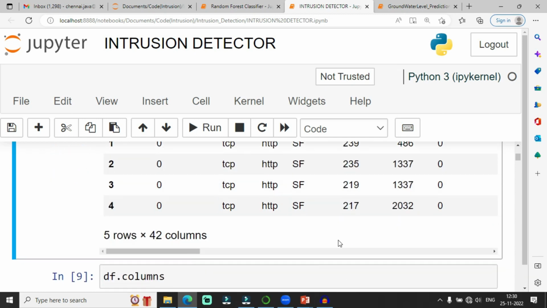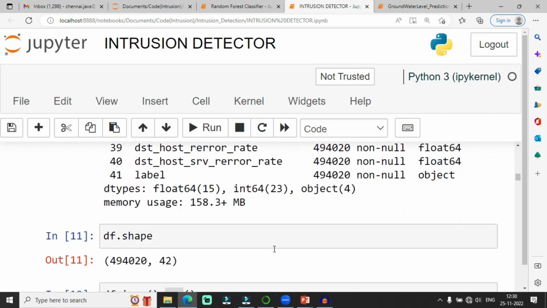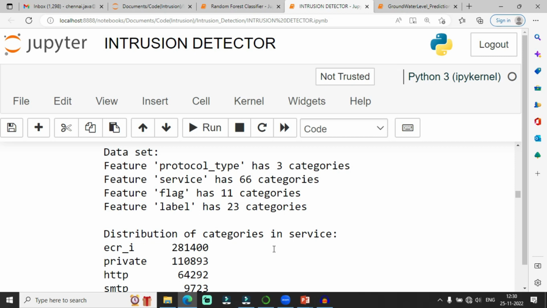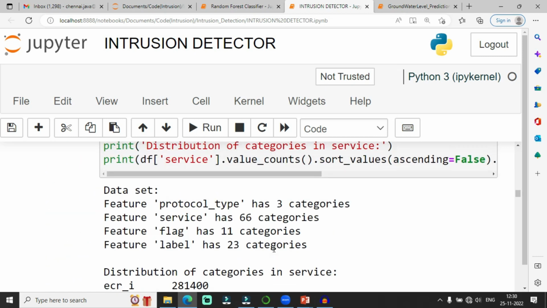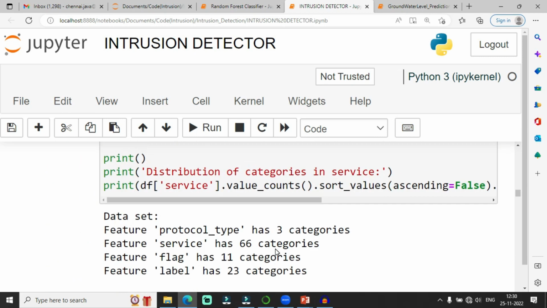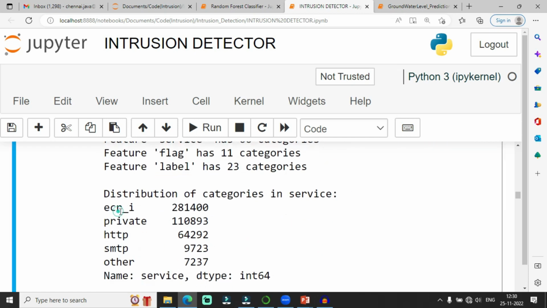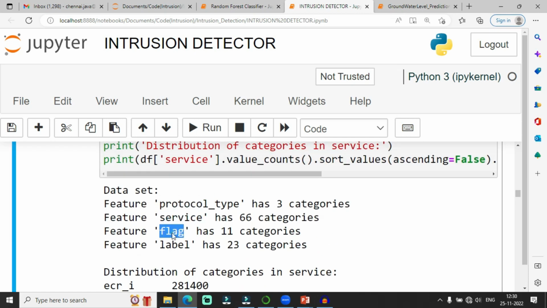For example, service type, how many categories it has. Clear with this? And for example, I have flag type. So feature flag has 11 categories and label has 23 categories. Protocol type has 3 categories.